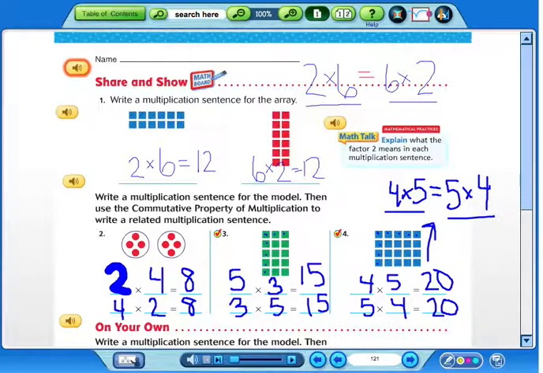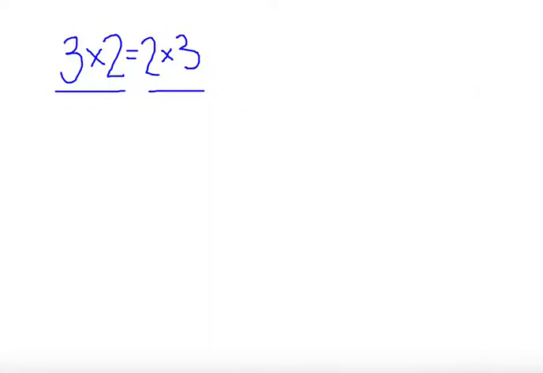All right, I'm going to show you something else. Let me switch over to a different screen here. Okay, look at this screen. Let's say I had to work with the commutative property, and let's say they gave me a problem like this. Let's say they gave me 3 times 2 is equal to 2 times 3. Well, this is the commutative property because look, it's saying 3 times 2 is equal to or the same as 2 times 3. And it is equal because 3 times 2 is 6. But guess what? 2 times 3 is also 6.